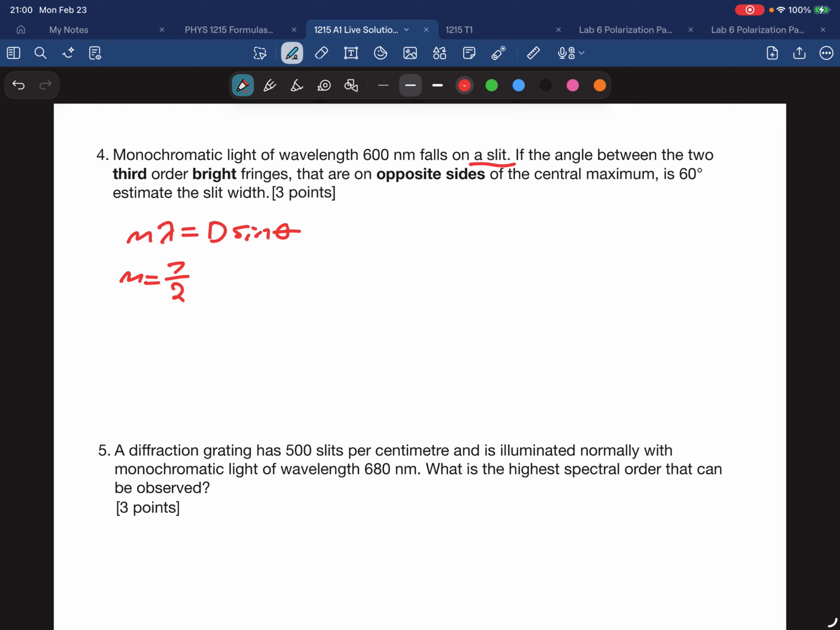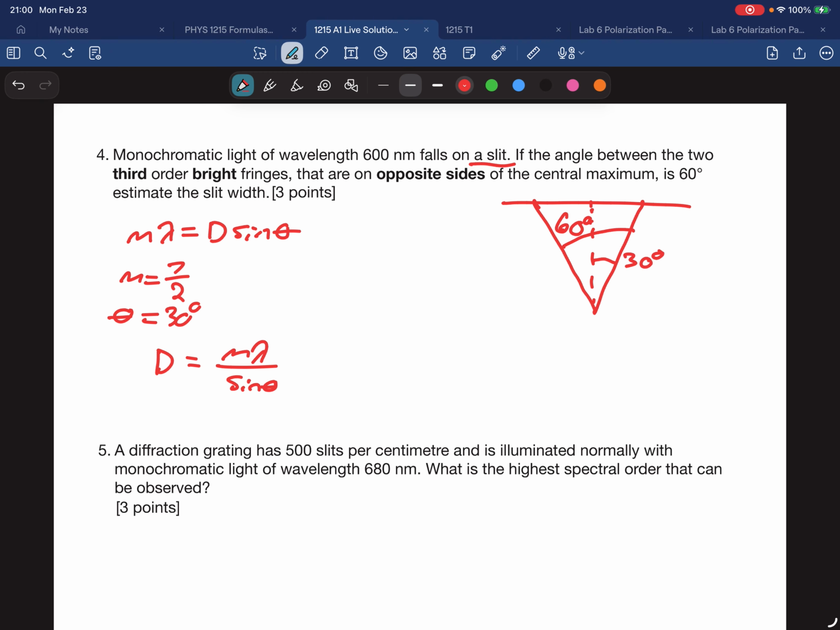Okay, so now we are also told that the angle between these two bright fringes that are on opposite sides of the central maximum is 60 degrees. So if this is our setup that we're looking at here, we're told that this large angle is 60 degrees. However, we are only interested in half of this angle, which is 30 degrees. So our theta is just 30 degrees here. We're looking for slit width, so rearranging, I get d equals m lambda over sine theta.